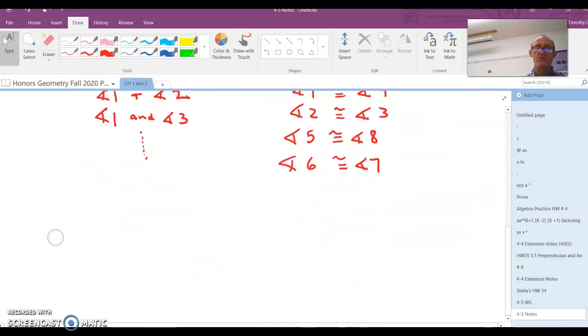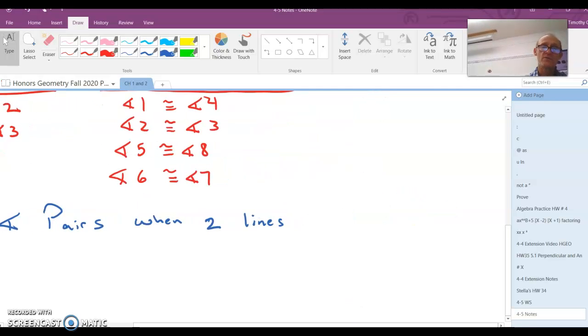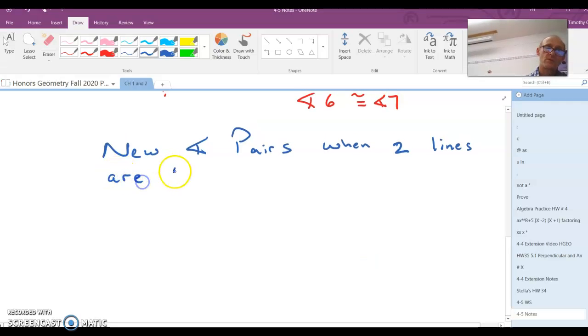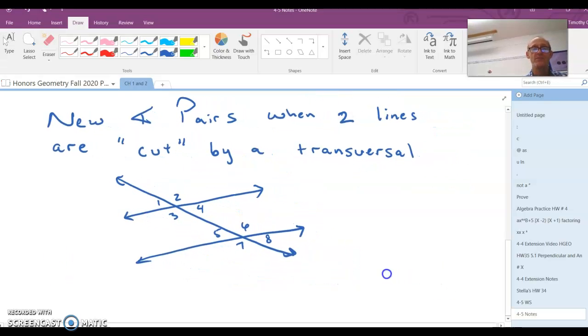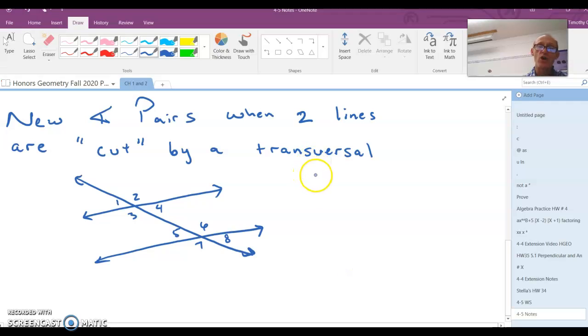Now, there are other angle pairs. There are new angle pairs. Again, when two lines are cut by a transversal, this is 1, 2, 3, 4, 5, 6, 7, 8. There's the 8 angles. There's new angle pairs. There are these angles called corresponding angles.